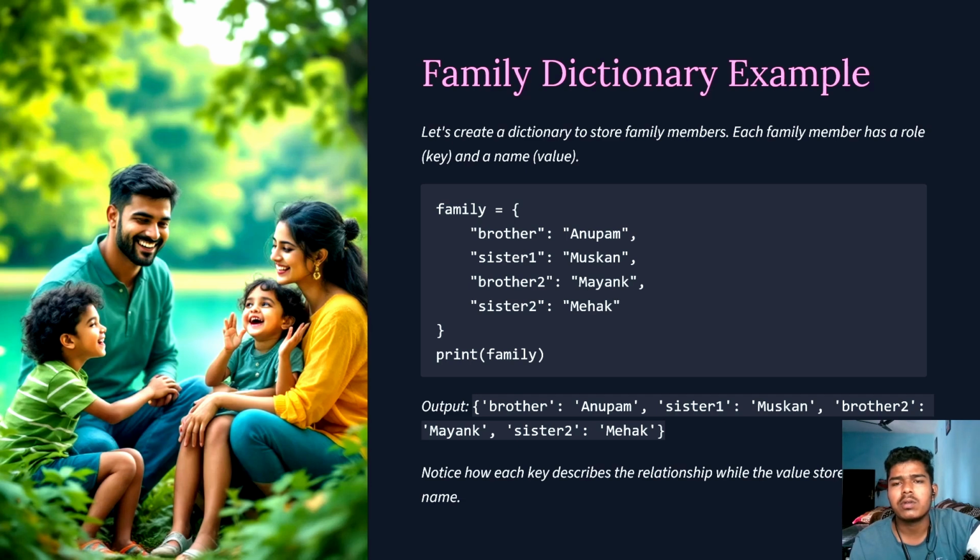Okay. Let's take another example. Let's create a dictionary to store family members. Each family member has a role as key and a name as value. Family is equal to, we open curly braces. Brother colon Anupam, sister one Muskan, brother two Mayank, and sister two Mehak. Then we print family. Then we get output brother Anupam, sister one Muskan, brother two Mayank, sister two Mehak. So brother is key, Anupam is value. Key, value. Okay.